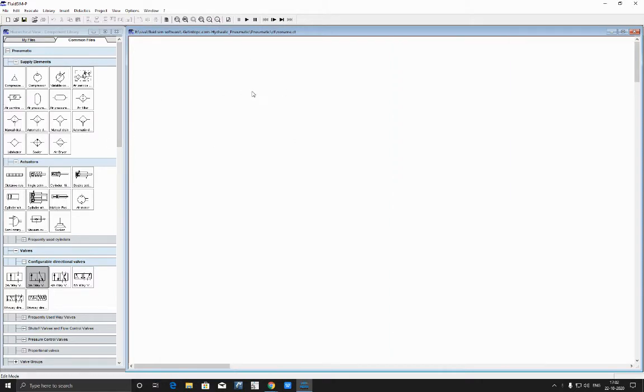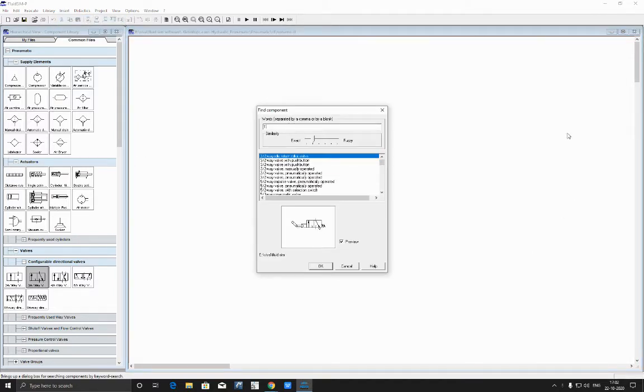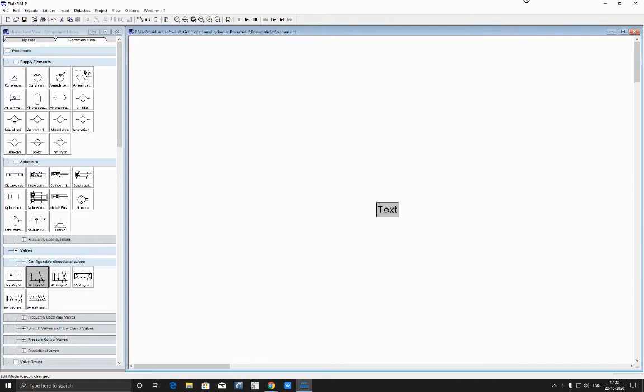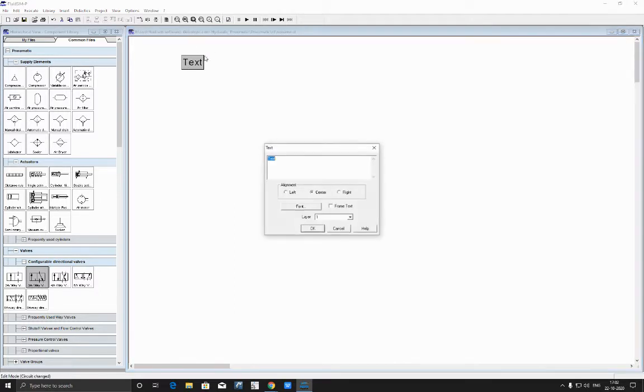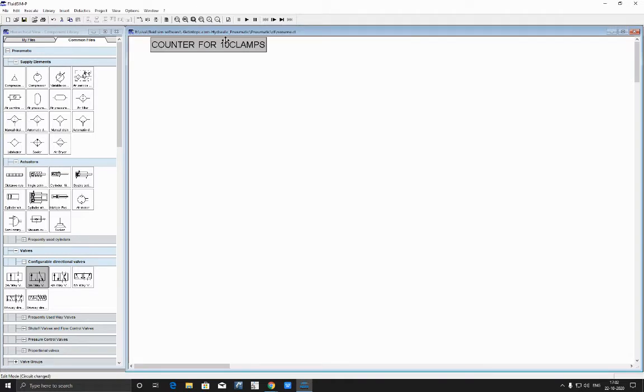Okay, to make a counter application, we need to make a circuit which flows continuously. So firstly, let us insert a text and place it as counter. Label it as counter for 10 clamps.